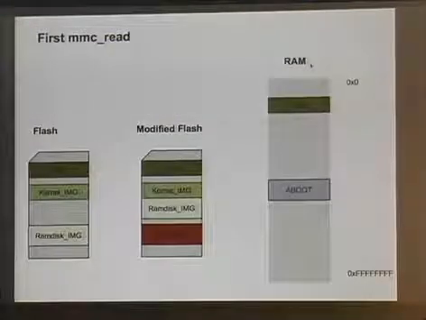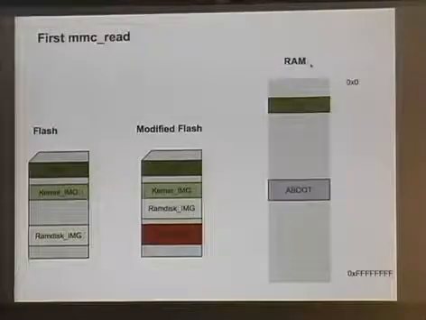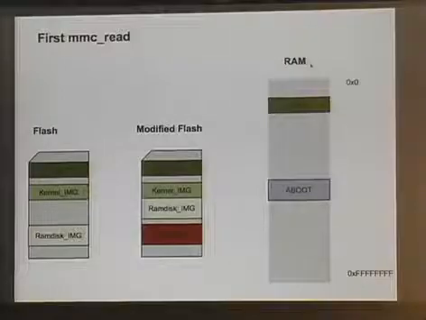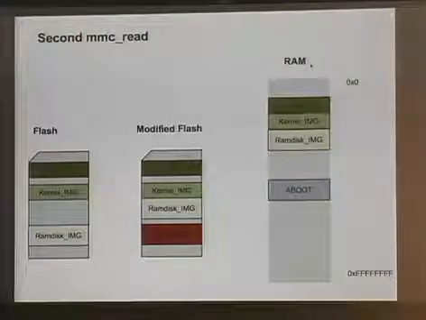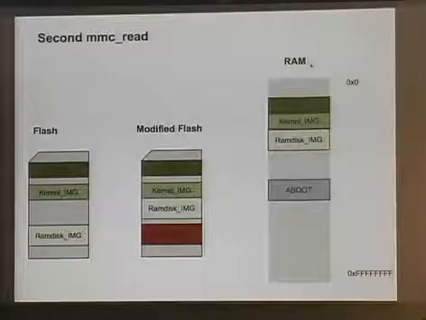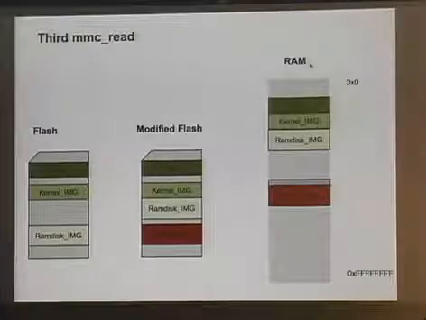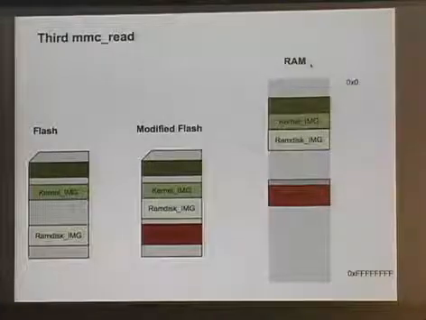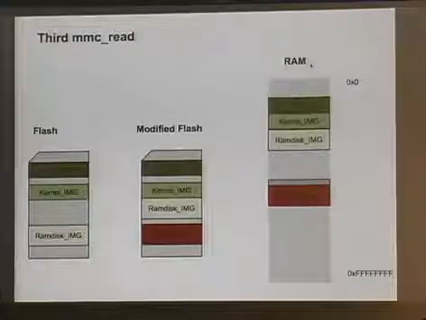So to illustrate the exploit, we have the first MMC read. It's loaded the header into the RAM. The second MMC read is going to load our combined kernel and RAM disk. And then the third will load our patch code directly on top of the bootloader. So we can control how the verification happens in the bootloader now.